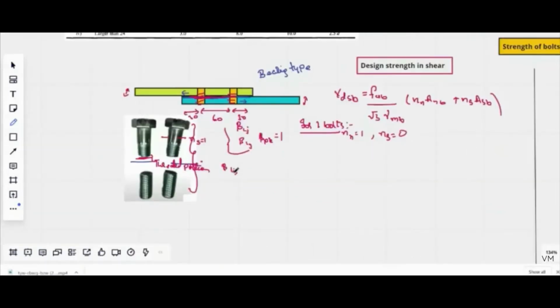Beta Lg, the length of connection, should be less than 15 times the diameter of bolt. The length of connection is 60 mm and 15 times the bolt diameter comes to 300 mm. Whereas for beta Lg for grip length, which is 20 mm and 20 mm, it must be less than 5 times the diameter of bolt, which will be 100 mm. So there will be no reduction factors here.